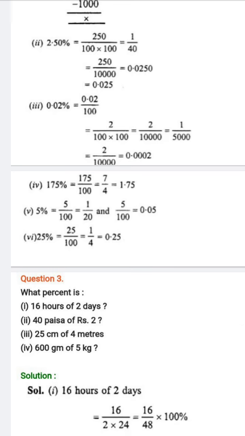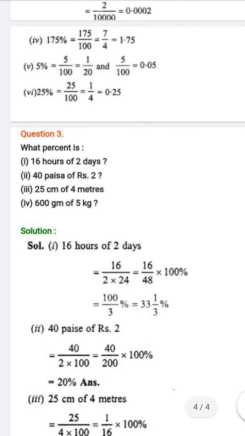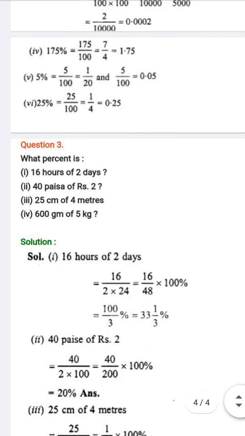Another example we can see, the last one: 25%. Percent means out of 100. Instead of percent I have written 100. 25 upon 100, do the division: 25 ones are 25, 25 fours are 100, so 1 upon 4 is the fraction. Got it now? Then we can divide 1 by 4, so we will get the answer 0.25. Got it now?